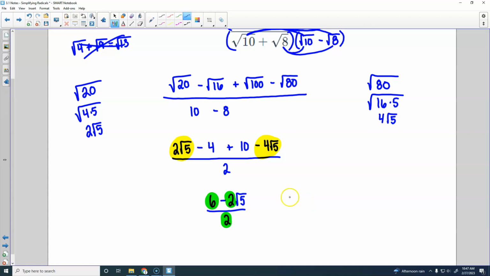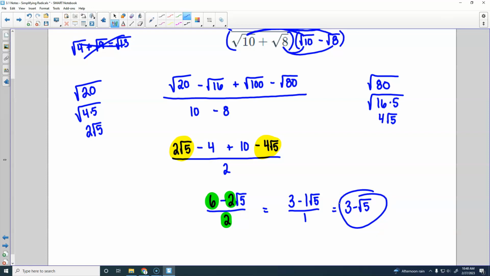So that is going to be 3 minus 1 square root of 5 over 1. However, Delta Math might take that, but it looks prettier if you just do 3 minus square root of 5. You don't need 1s as denominators. You don't need 1s as coefficients either. And so this would be the best way to write your answer.